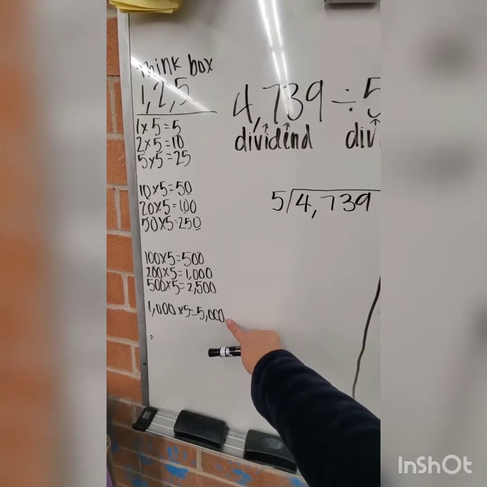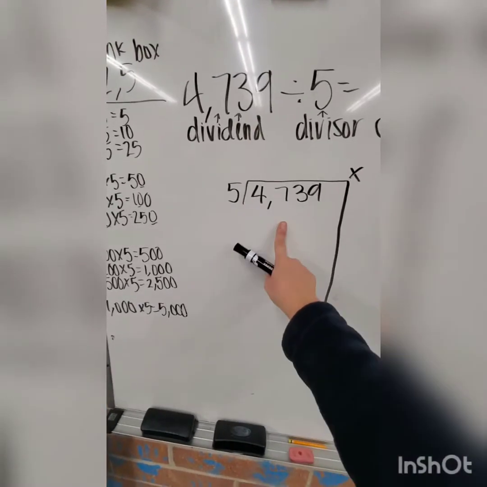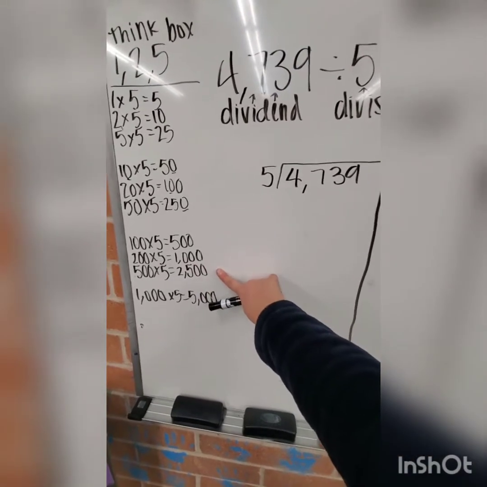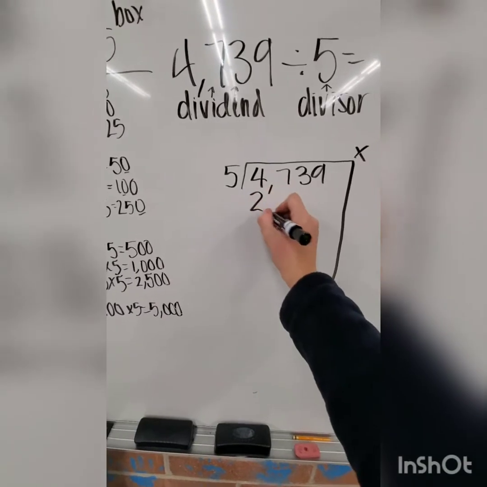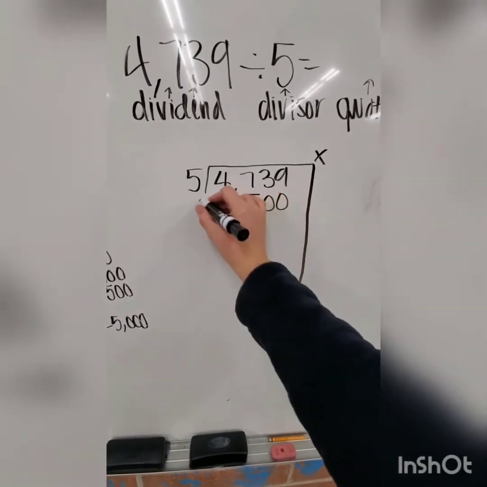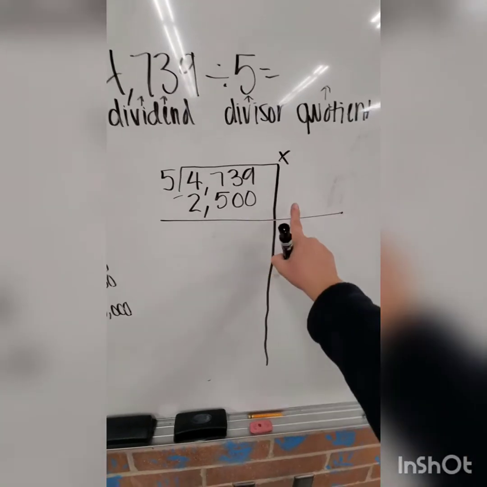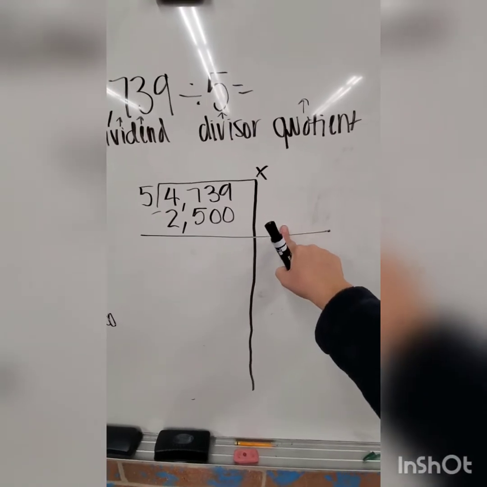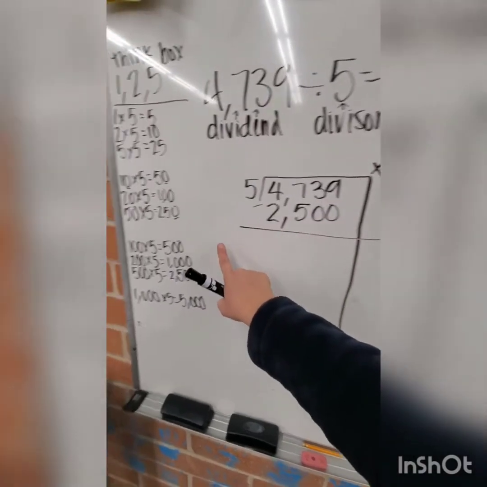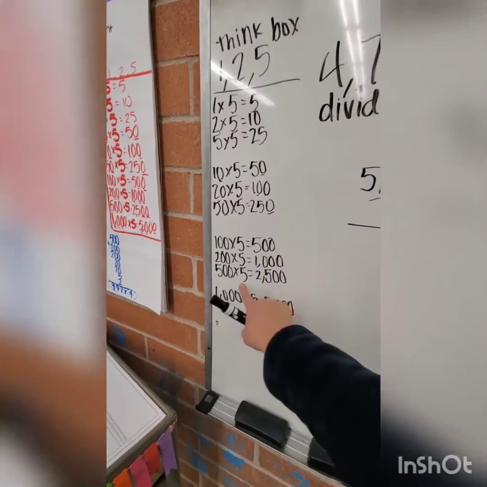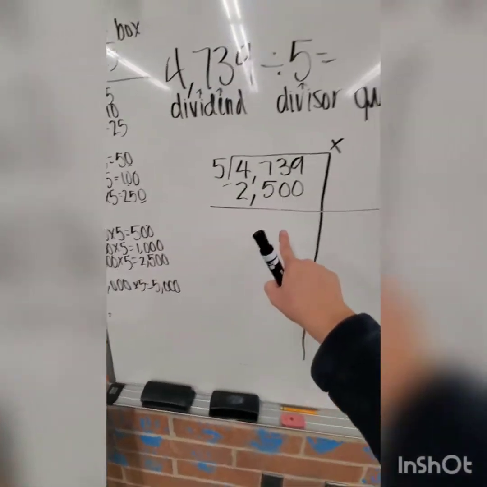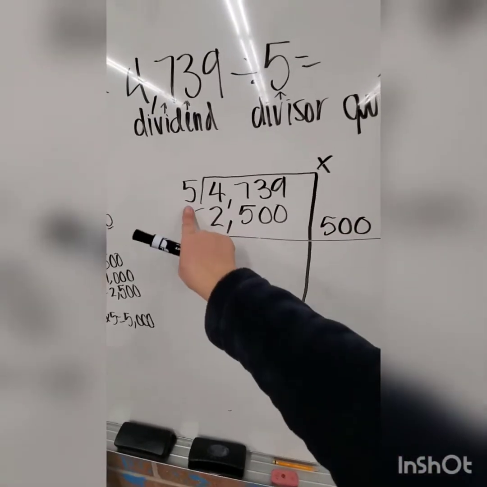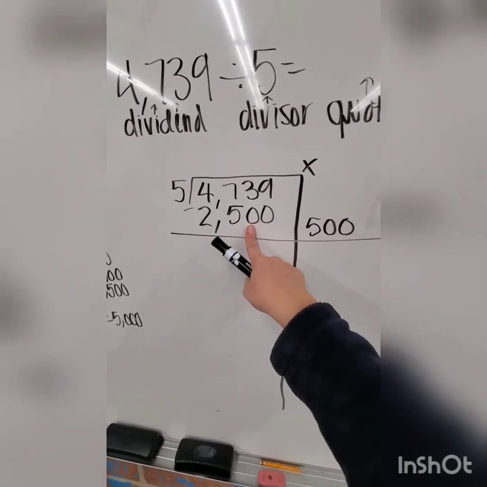So if I'm going to start on the bottom, 5,000. 5,000 is over this amount, so I cannot pick 5,000. I'm going to pick the next biggest, which is 2,500. So I'm going to write 2,500. Over here is where I'm going to put what I multiplied 5 times something to get 2,500. So if I go over here, what I did was 500 times 5. So I need to put 500 right here. So that way I know 5 times 500 is 2,500.